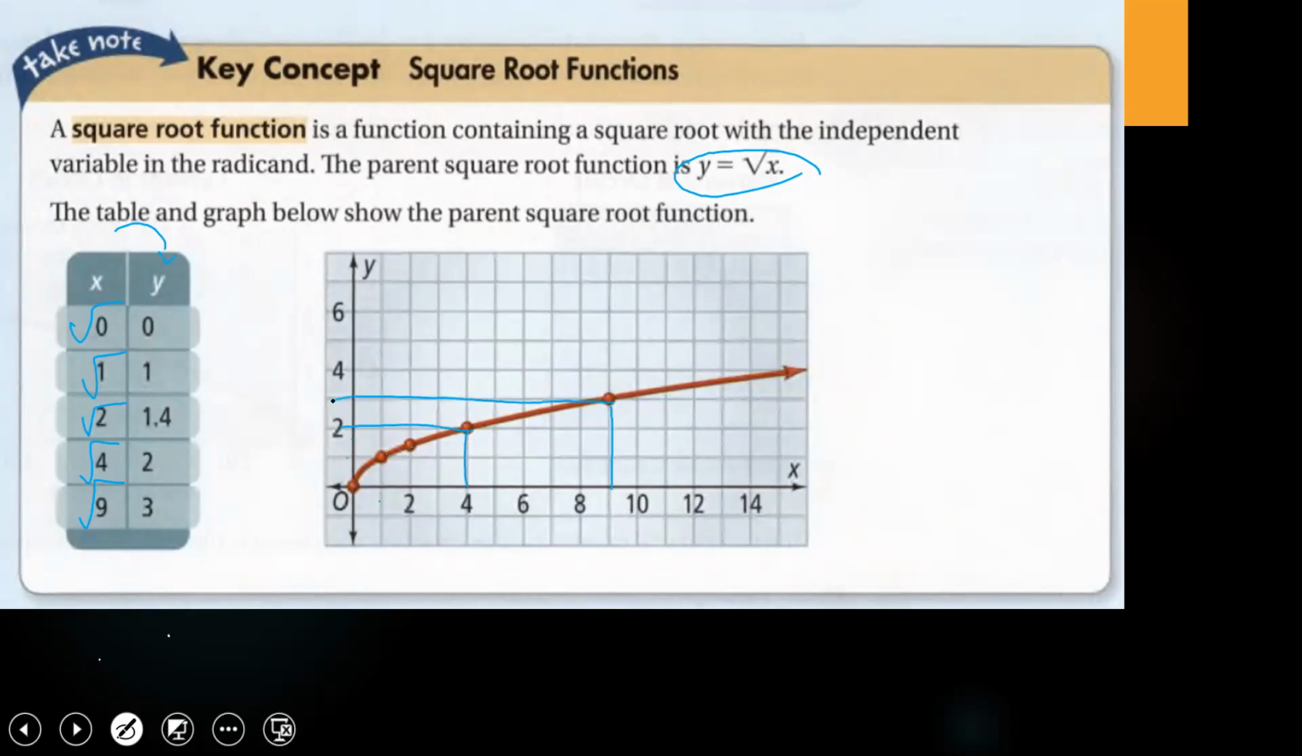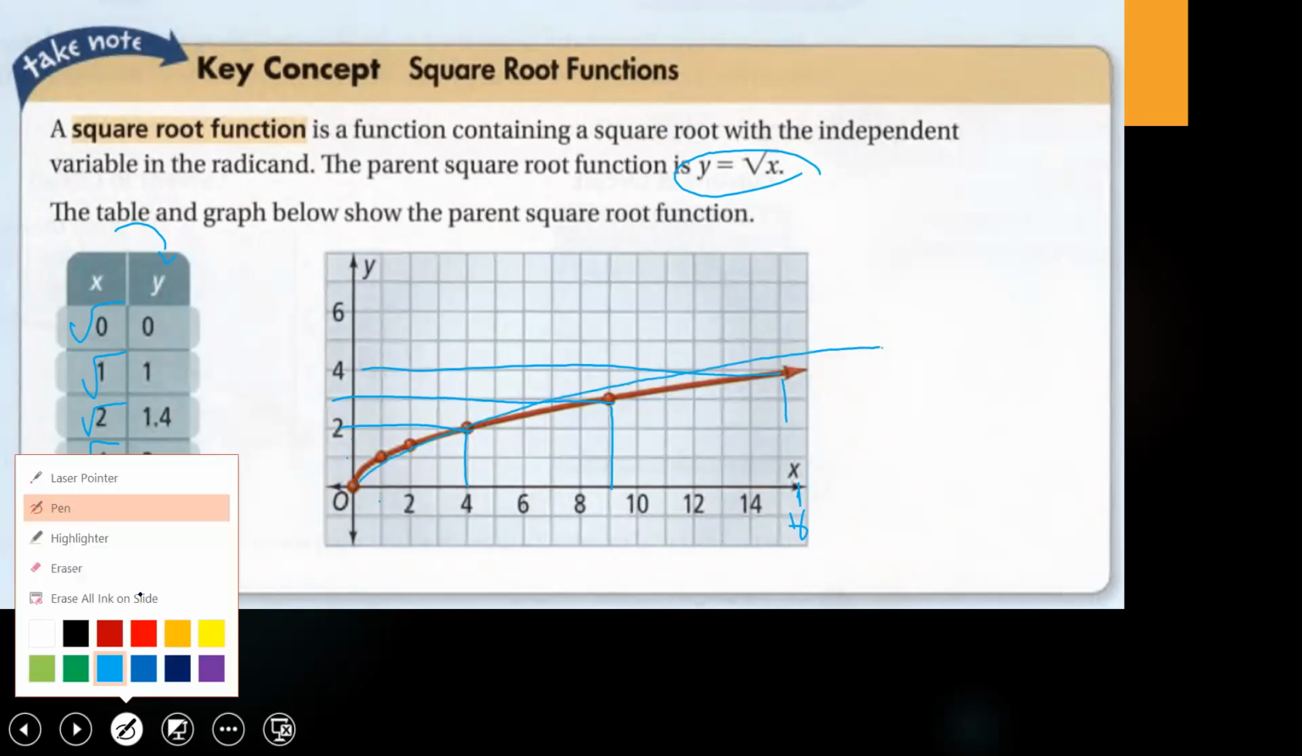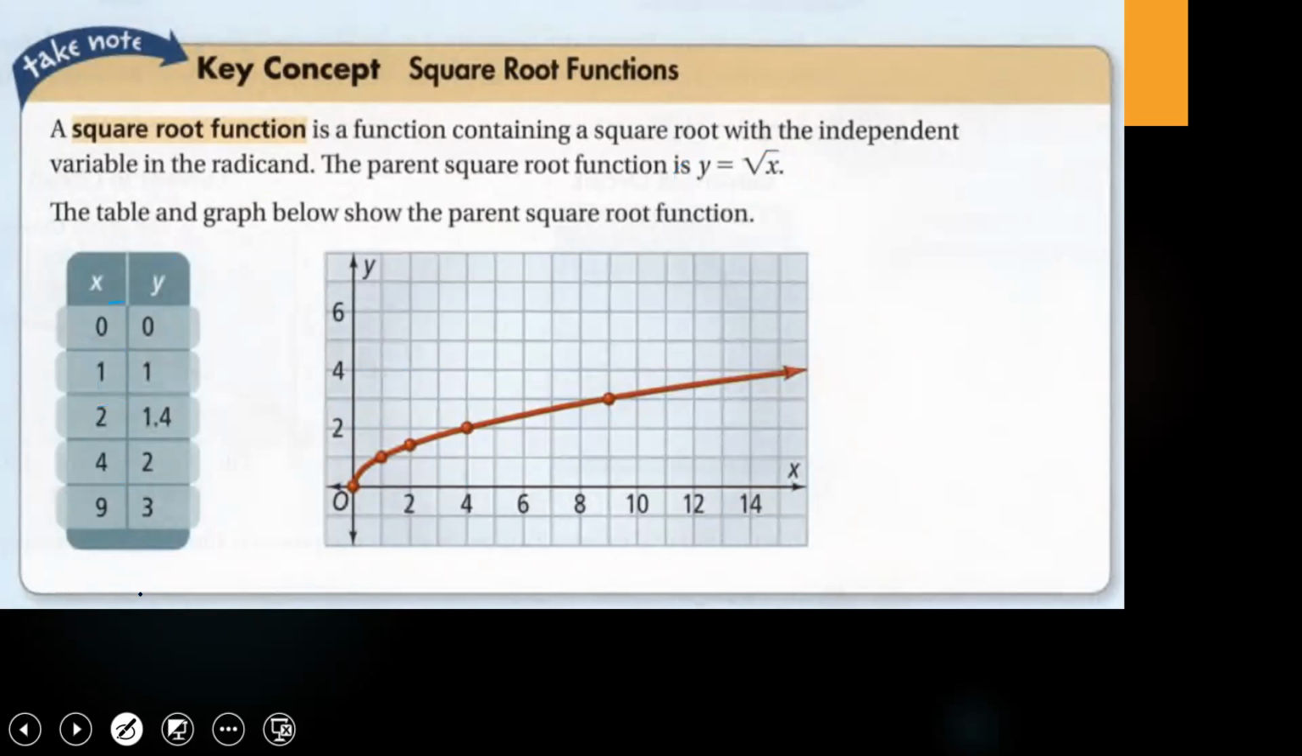As an example, here we have 16. At 16, it will be 4. Then you connect the points, and you will get this shape. This is for the square root of x.